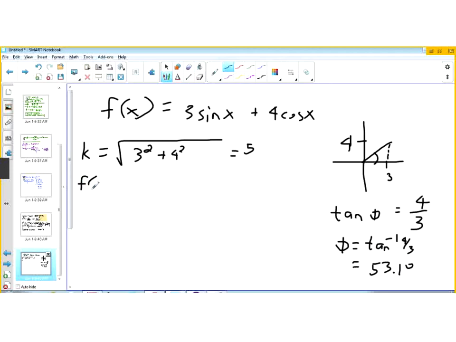Okay, and so now f of x would equal k times the sine of x plus phi. And so that would equal 5 times the sine of x plus 53.1 degrees. Okay. All right. So one more problem we can do for section 4.2.